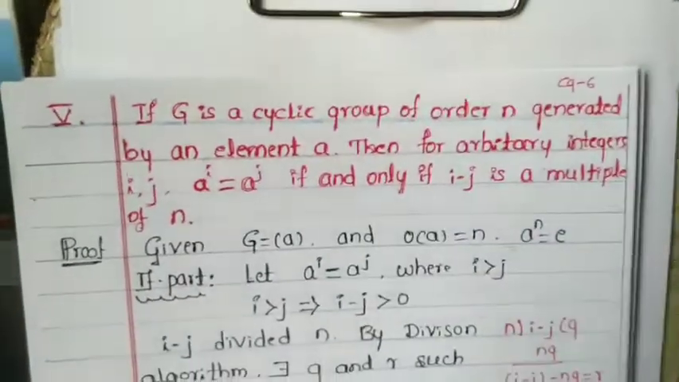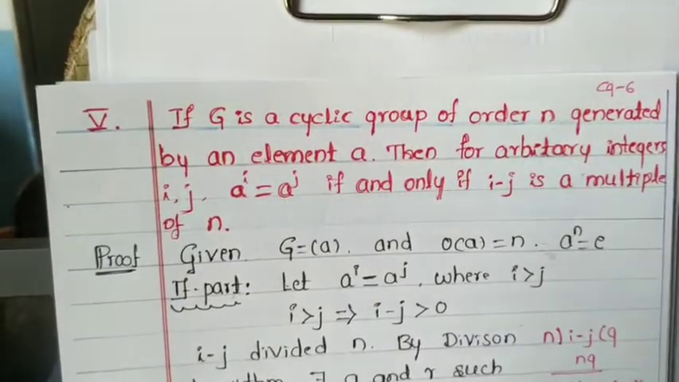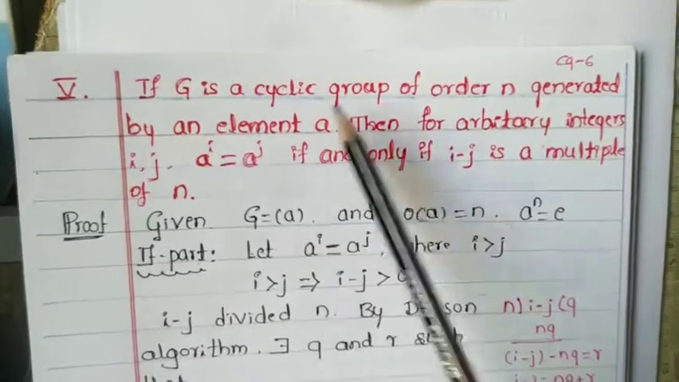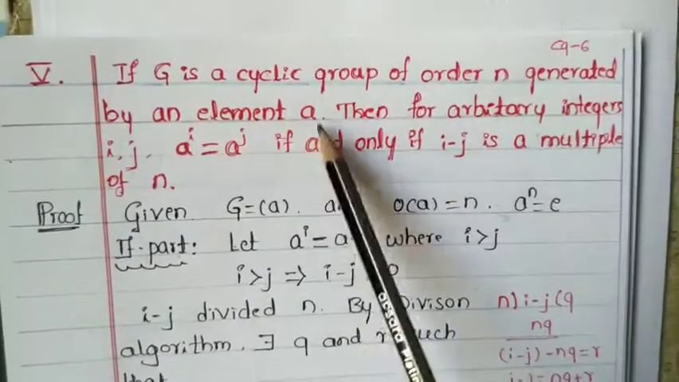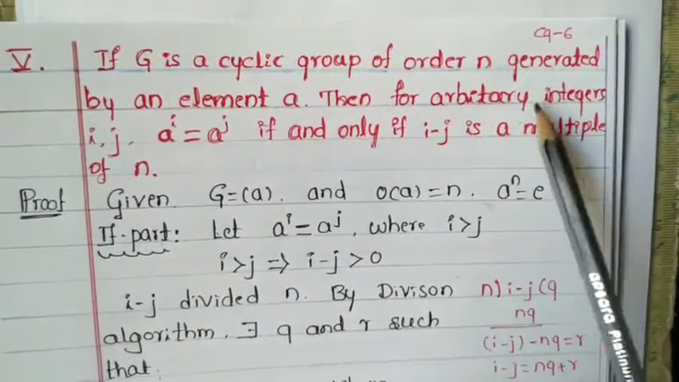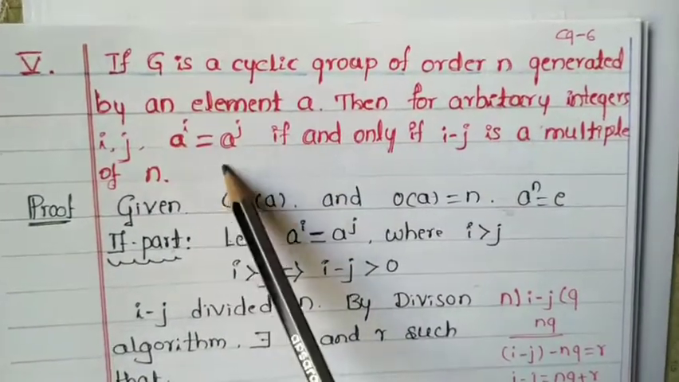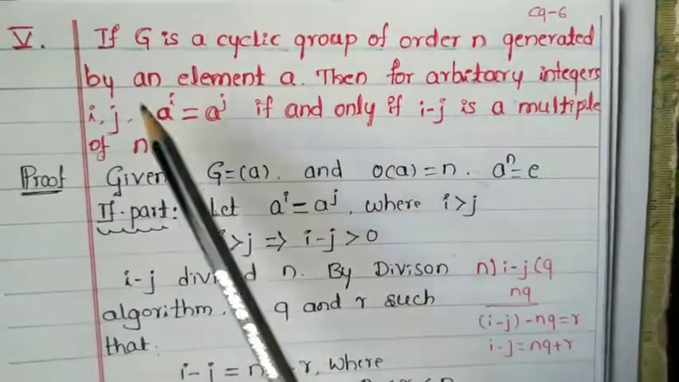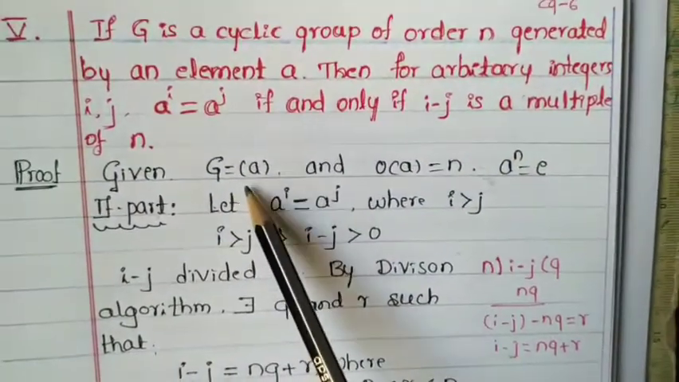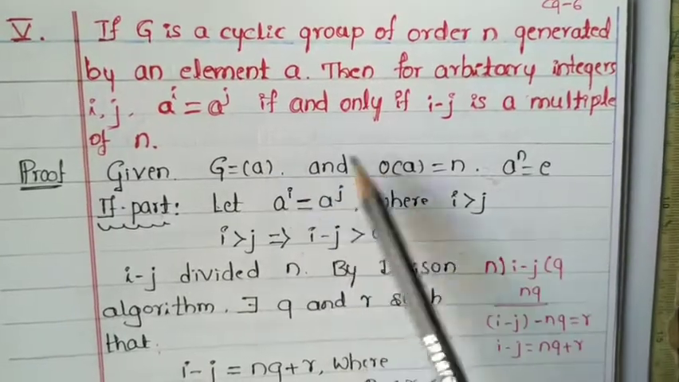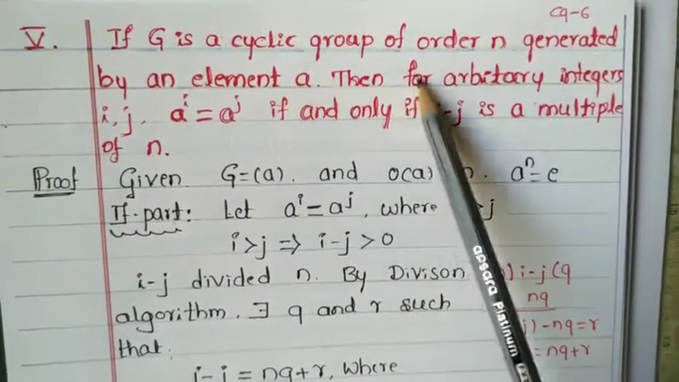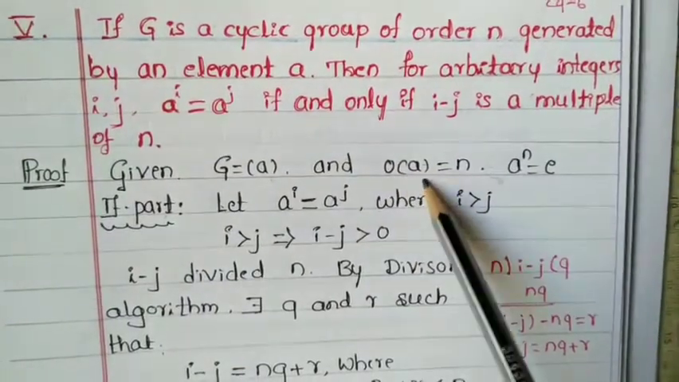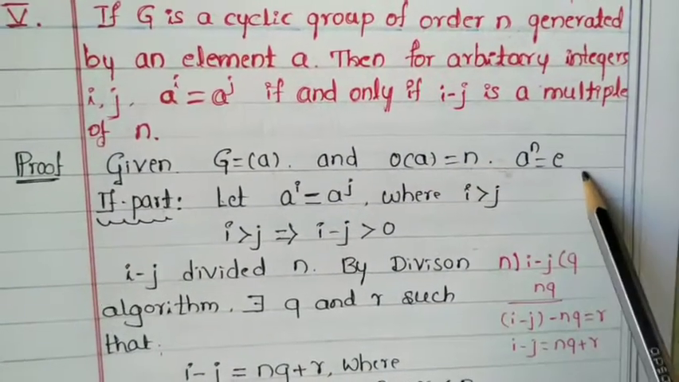With the help of this order of an element a belongs to G, let us prove one theorem. If G is a cyclic group of order n generated by an element a, then for arbitrary integers i and j, a raised to i equals a raised to j if and only if i minus j is a multiple of n. It is given that G is generated by a, and the order of a is n. The definition says that a raised to n equals e.